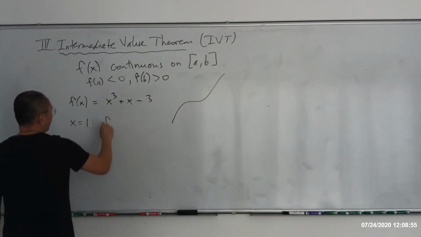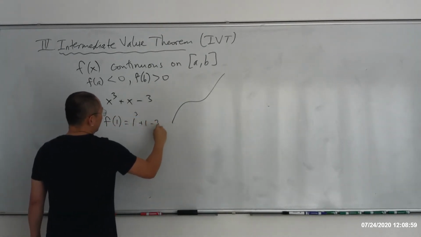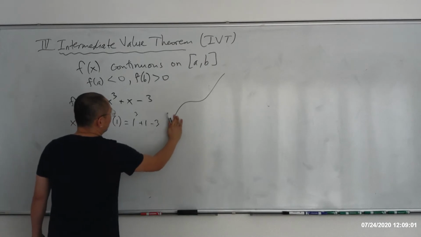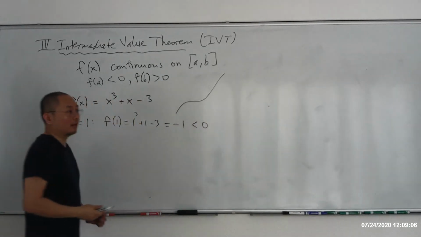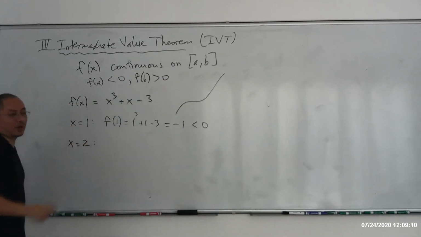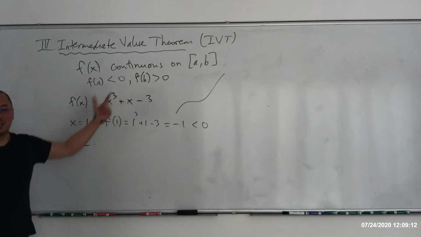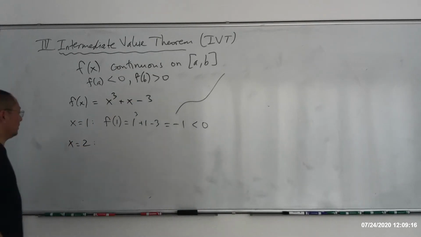What do I have? f of 1 is equal to 1 cubed plus 1 minus 3. So 1 plus 1 is 2, 2 minus 3 is negative 1. And this is a negative number. Okay. Let's try x equals 2. I'll just try a random number. Actually, it's not random because I chose an easy example, so I see it. The same method works for other functions as well.